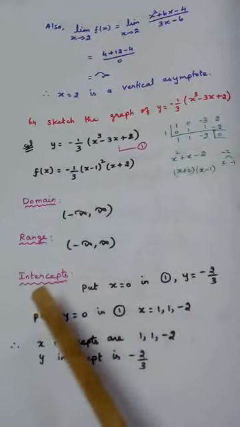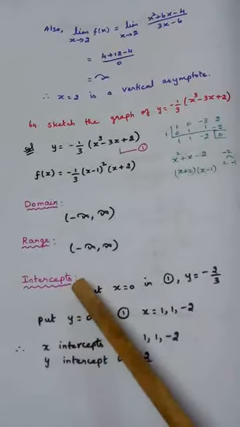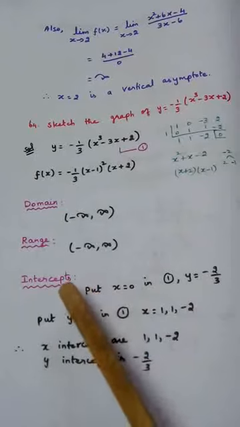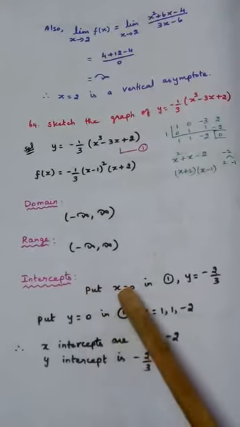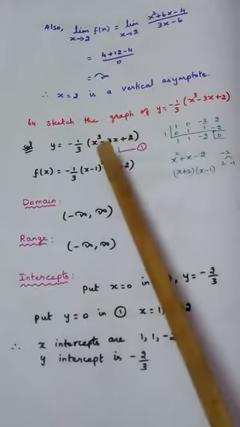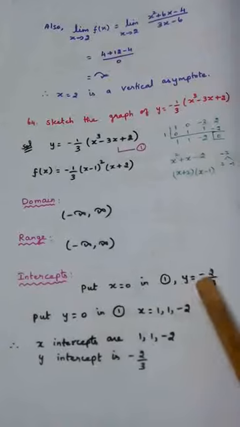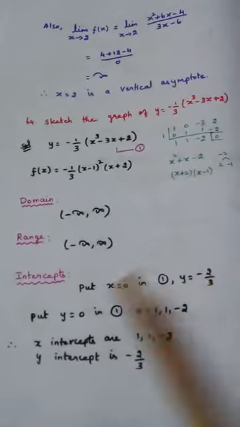Next thing that we have to discuss is intercepts. Intercepts means two types, x intercept and y intercept. How to find the y intercept? Put x equal to 0 in this equation. What happens? Only 2 is present. So minus 2 by 3 is called the y intercept.